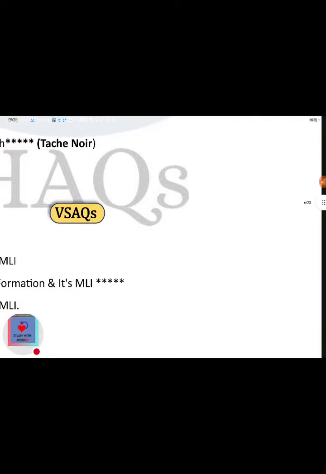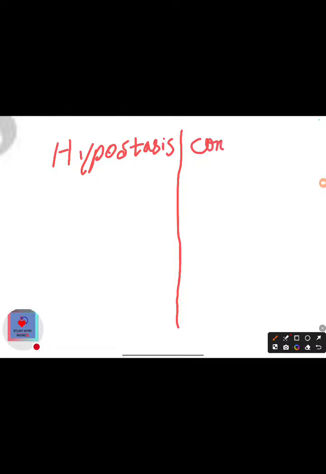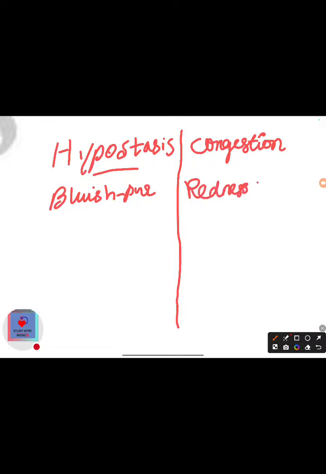So what is the difference between hypostasis and congestion? What is hypostasis? Bluish purple discoloration in irregular patchy areas, right? In congestion, redness is uniform all over the part or organ.